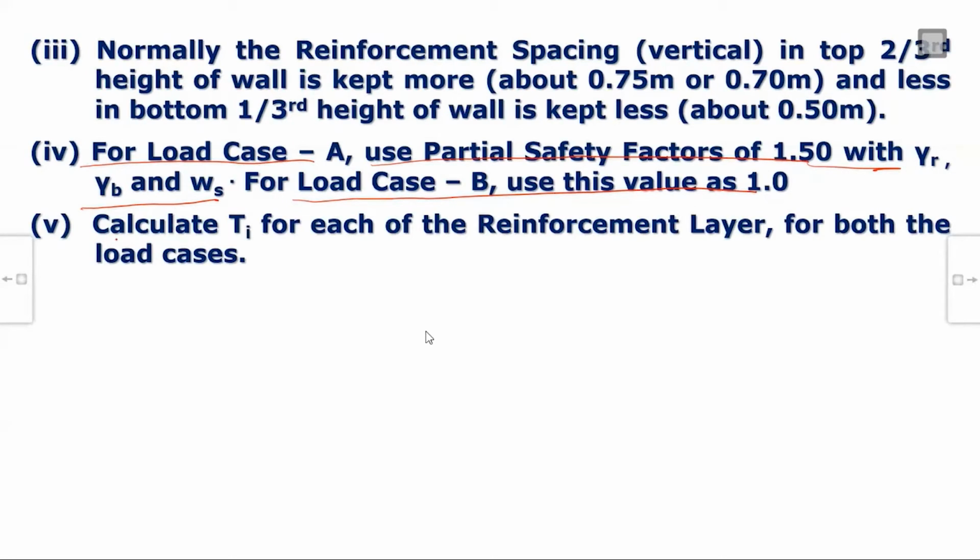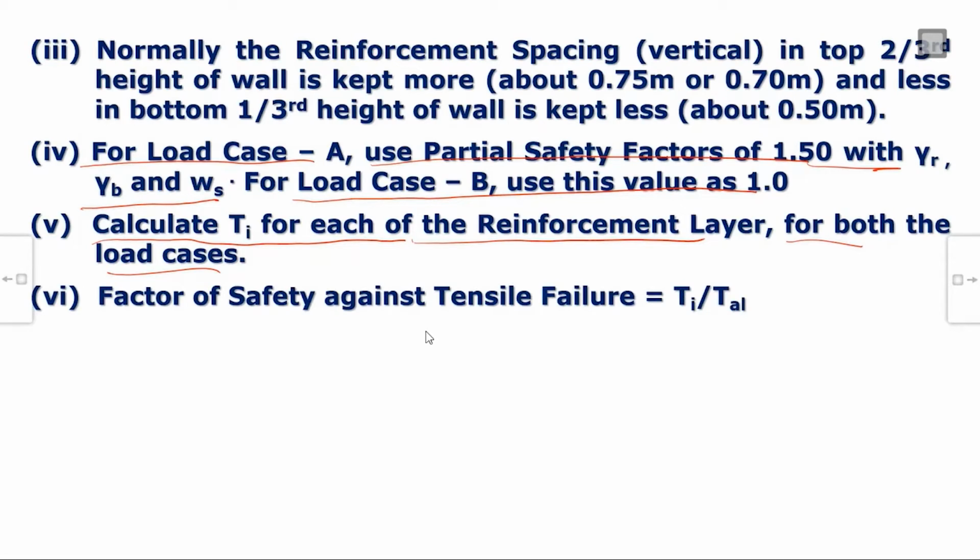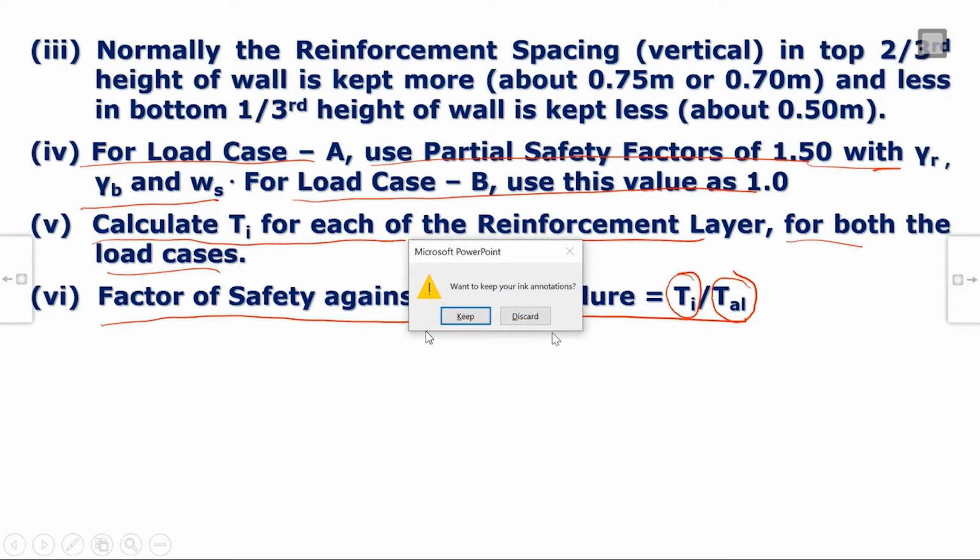Then using this, calculate Ti, the reinforcement's share of load, for both load cases, A and B, for every layer. That's why I said there is a lot of calculation, but it's repetitive, so it is always better to make a spreadsheet so that once you change one parameter, everything gets recalculated automatically. And then you must calculate the factor of safety against tensile failure. In that layer, Ti is the tension, and TAL will be, sorry, I have put it wrong, TAL by Ti.